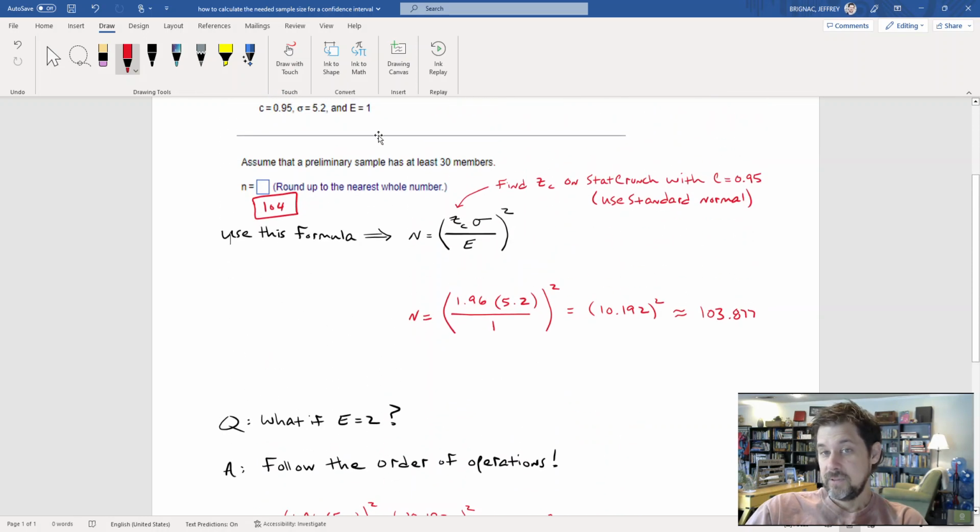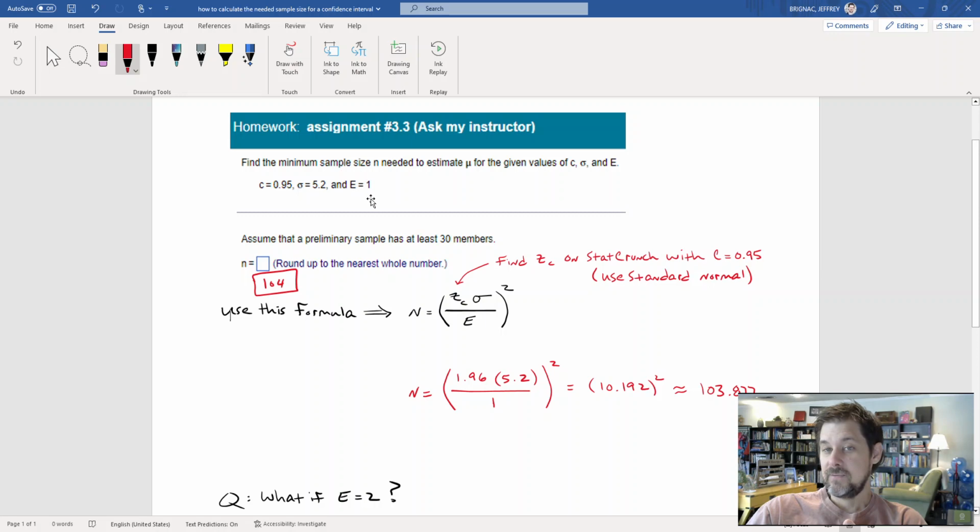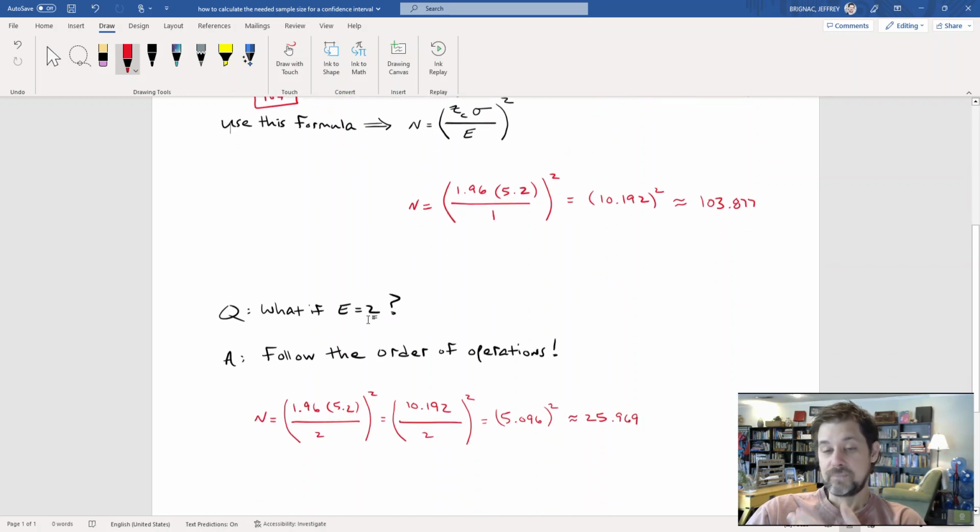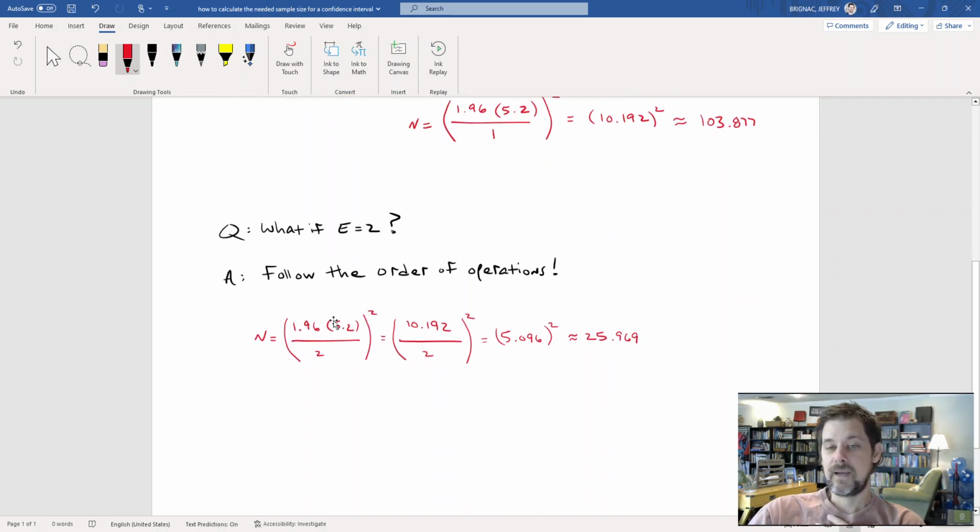Say we're doing the same problem, but the margin of error that was given was 2. So I would put it in the same way, but just be careful, do things one step at a time and follow the order of operations. For example, I could say, well, first, what's 1.96 times 5.2? That's 10.192. Then, what's 10.192 divided by 2? That's 5.096. Then, what if I square that?